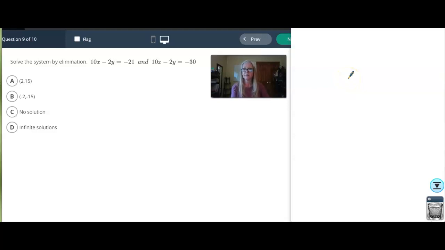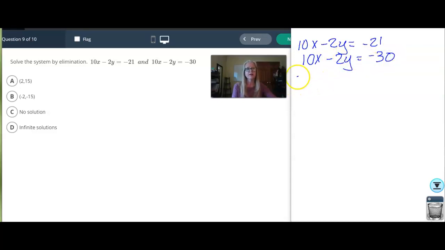Okay. Solve the system by elimination. Okay, so I'm looking at this and I see these two equations have a lot of similarities, but they also have a difference. So let's see how this is going to pan out for us. 10x minus 2y equals negative 21, and 10x minus 2y equals negative 30. So if I go through and multiply the entire bottom equation by negative 1, that will make this a negative 10x, this a positive 2y, and this a positive 30.